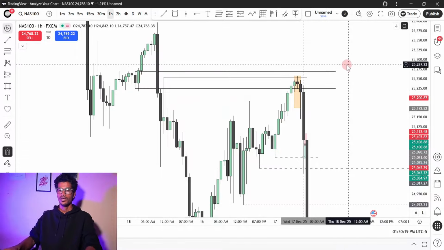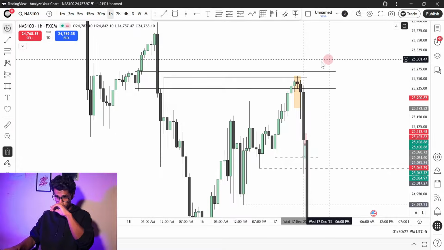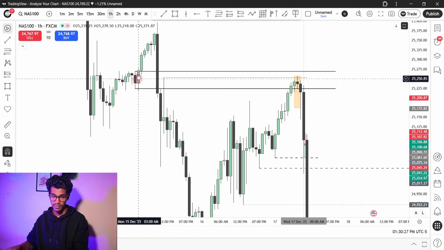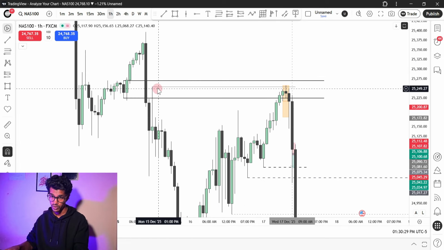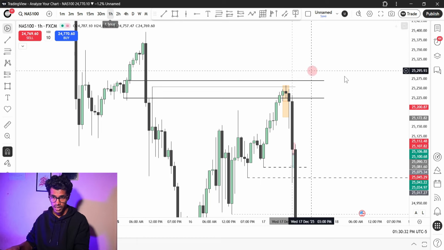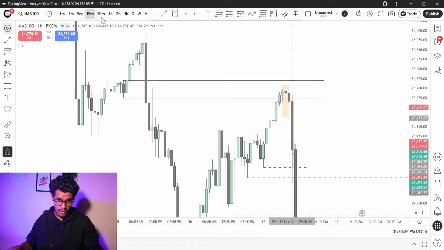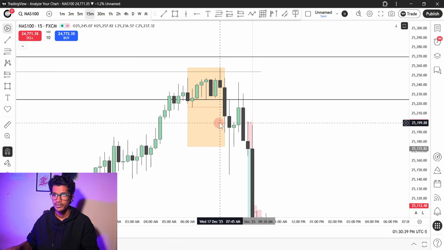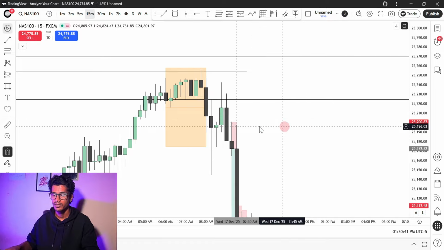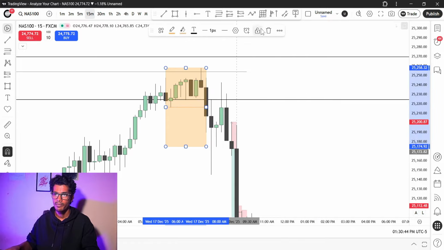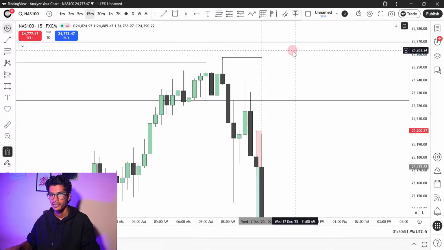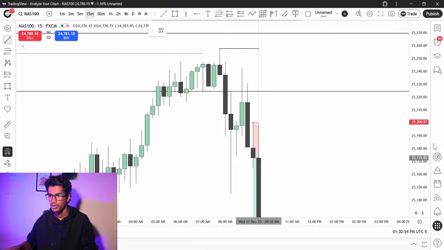All right. So we formed that swing high. We formed that SMT within a bearish breaker. We took out this buy side within a bearish breaker, and then on the 15-minute, this is our swing high right here. After we formed that swing high, I marked out this high and this low right here.